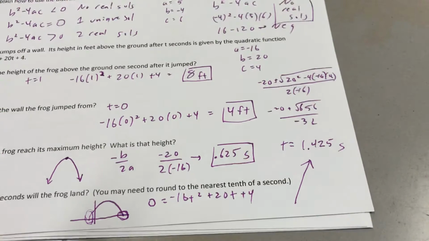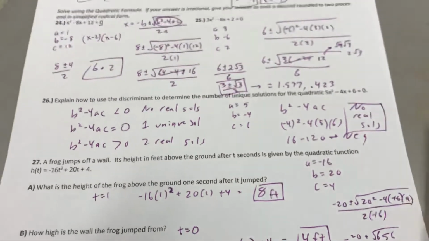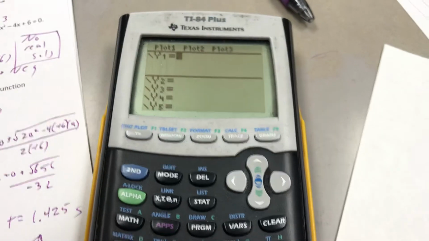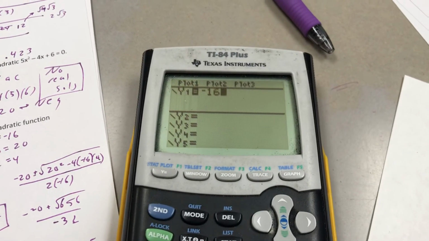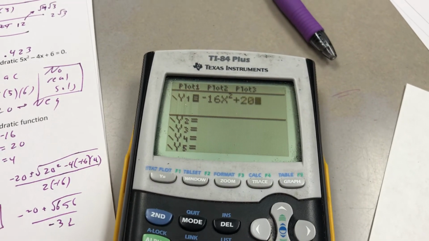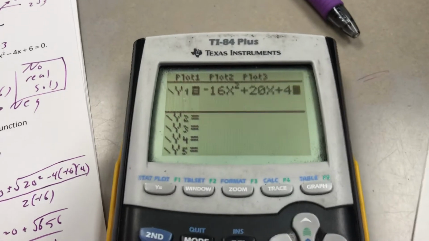Okay, so that's what's going on. Real quick here, let's check this. I'm going to make a graph on my graphing calculator just to analyze this. Let's see what we've got going on here. So I'm going to put this function into my calculator. It's negative 16t squared. I'm going to have to use an x instead of a t, plus 20x plus 4. And this is not going to last very long.